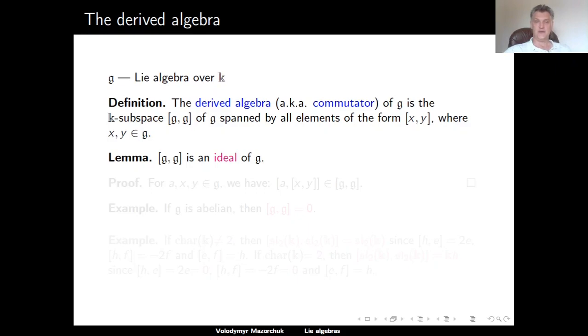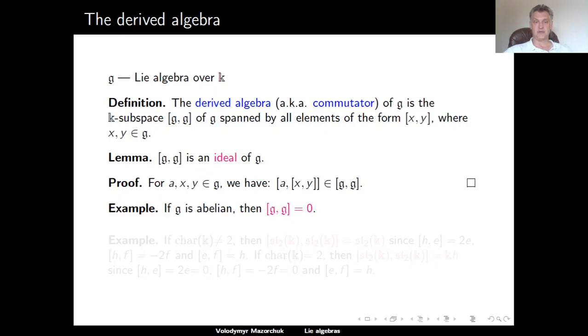To prove this, we need to check that given an element in G, if we form a bracket of this element with any generator of the derived algebra, we stay in the derived algebra. And this is quite easy. Given any triple of elements in G, the bracket of the first element with the bracket of the other two elements is by definition an element of the derived algebra, as the bracket of the second and the third element is an element in G. So this shows that indeed the derived algebra of G is an ideal of G.